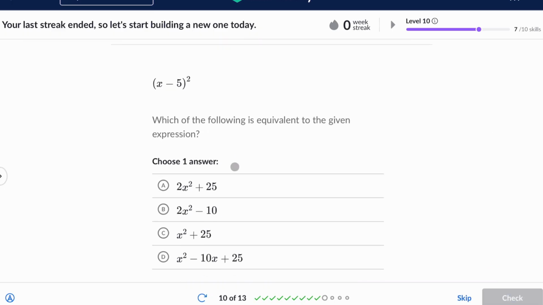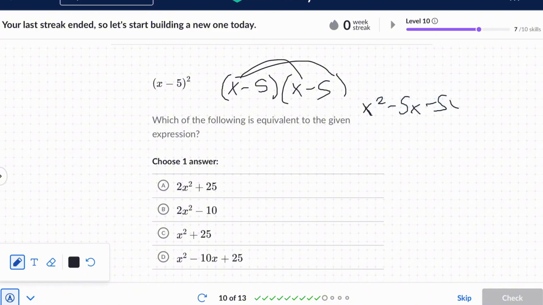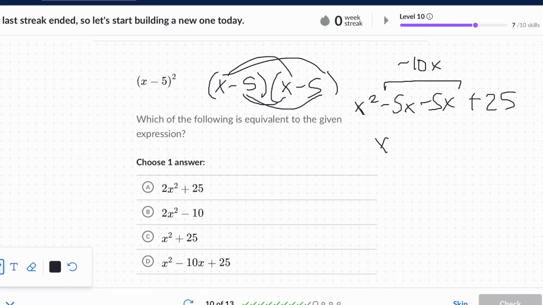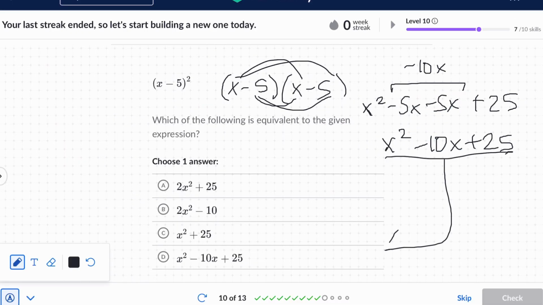Which of the following is equivalent to the given expression? So let's just do that. It's to the power of 2, so write that out twice. And then we want to do x squared. It's going to be negative 5x twice. So we can simplify that into negative 10x. And the last one is negative 5 times negative 5, which is plus 25. And so that would be D.